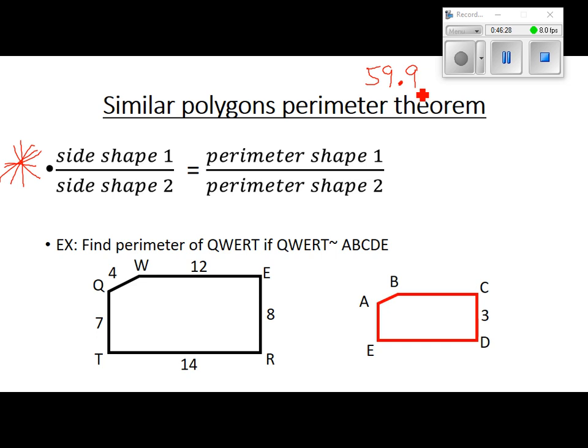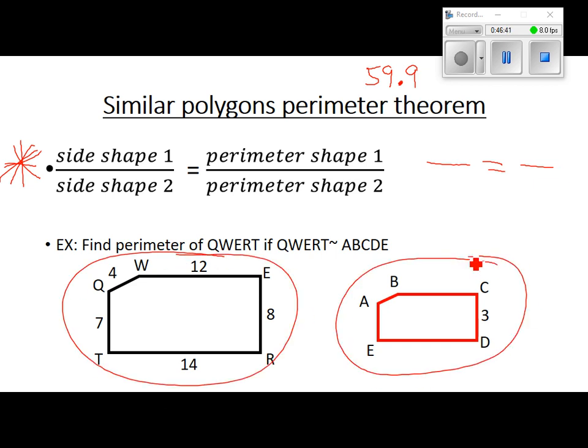So if I'm doing this on this problem here, we pick a side from shape 1, this is shape 1, and we match it up to a side from shape 2. What's the only pair of numbers that we can pick that we can match up two pairs of sides? 3. So here I'm going to put 8 over what?